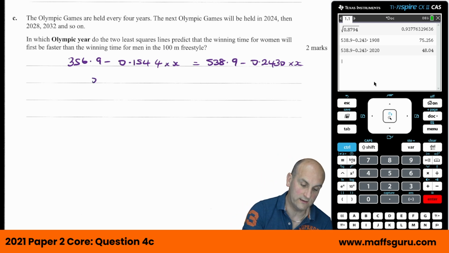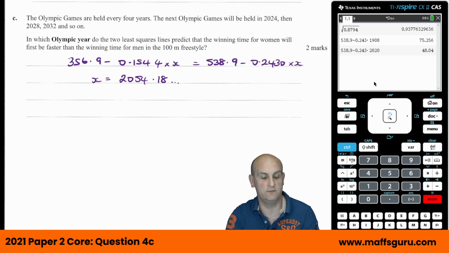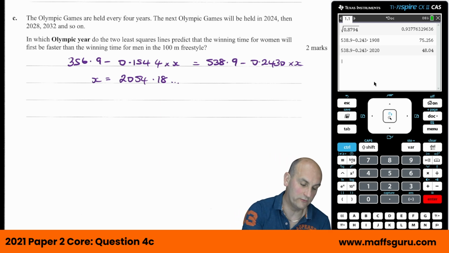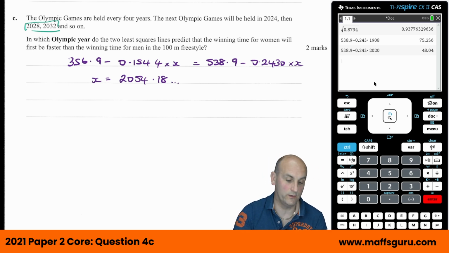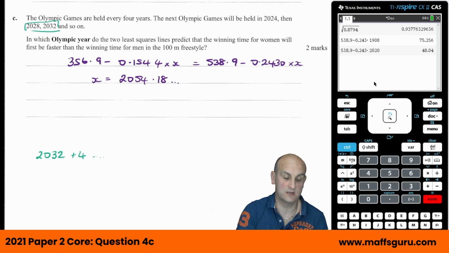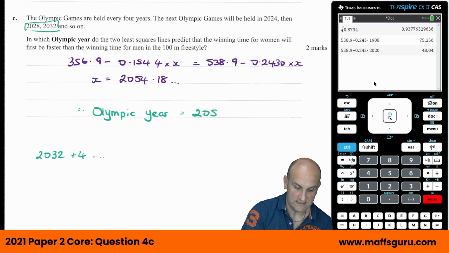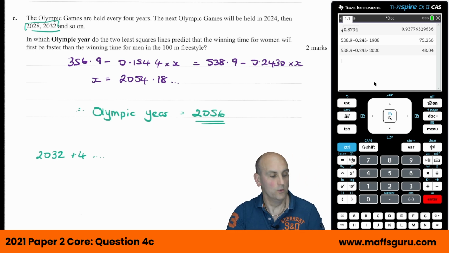Now what came out of my calculator was 2054.18, and I think many of you may have been tricked by thinking, oh well, it's 2055. That wasn't an Olympic year. Again, they actually also told you what the Olympic years were. And if you remember, you had to keep adding on 4. So again, what I put into my calculator was 2032. I kept adding 4 until I got to the Olympic year that was the closest. And actually it turned out that the Olympic year was equal to 2056, okay? Oh, tricky.